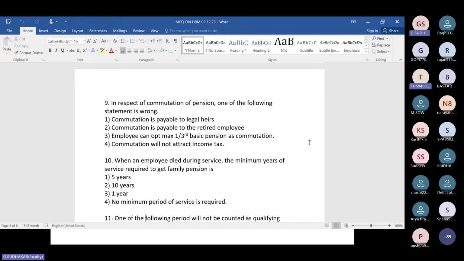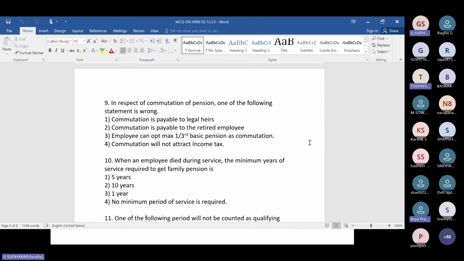After giving commutation, if next day he dies, there is a provision in the pension that the family will get double the enhanced family pension up to 65 years of the retired employee. So 5 years he will get enhanced family pension, not the commuted amount. Commuted amount only should go to the hands of the retired employee.